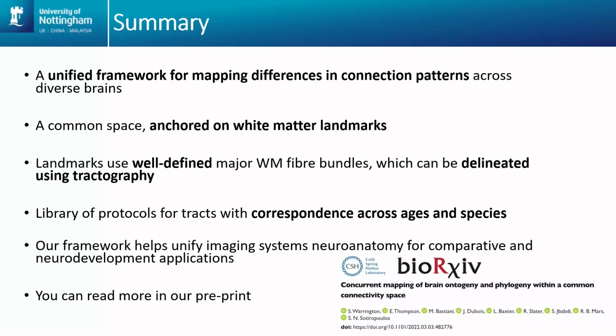So, in summary, I presented a unified framework for mapping brain differences in connection patterns across diverse brains. This is a common space which is anchored on white matter landmarks, and these landmarks can be relatively robustly delineated using tractography. We provide this protocol of tracts publicly, and these show correspondence across age and species.